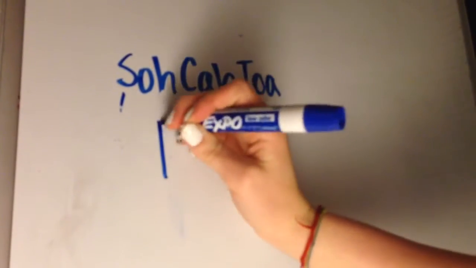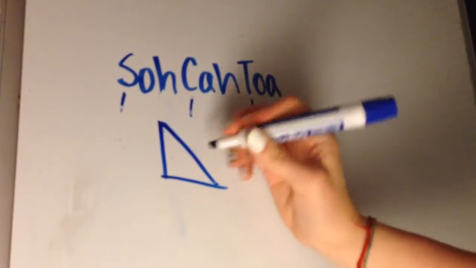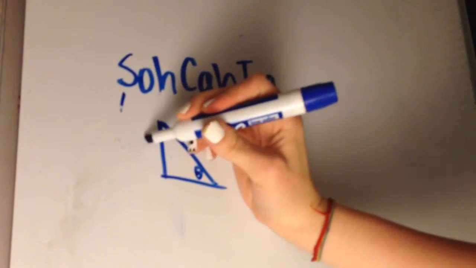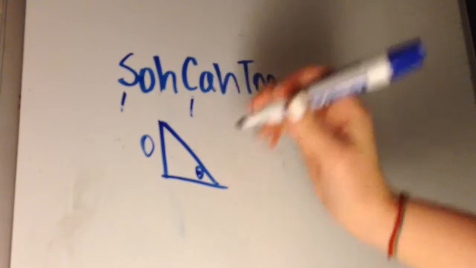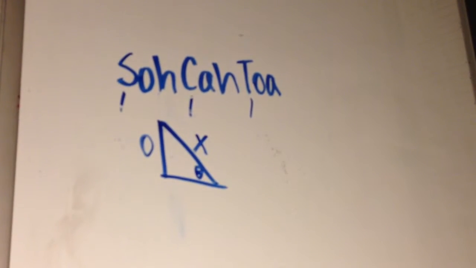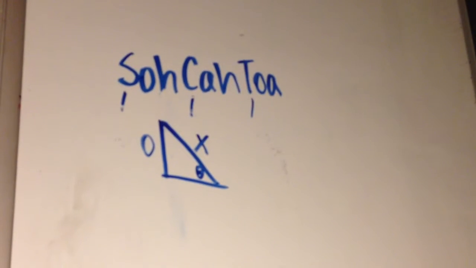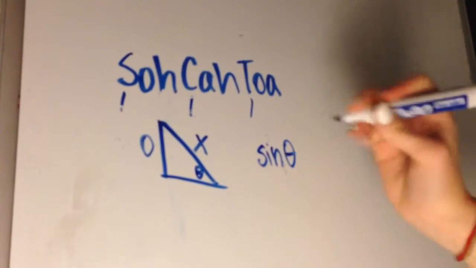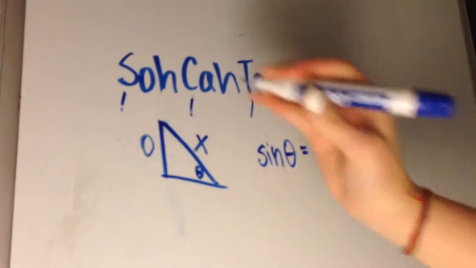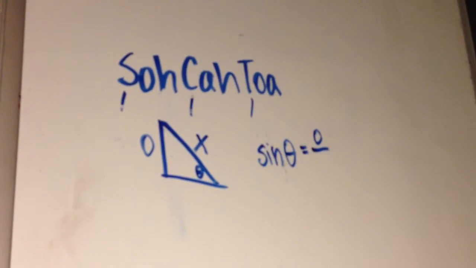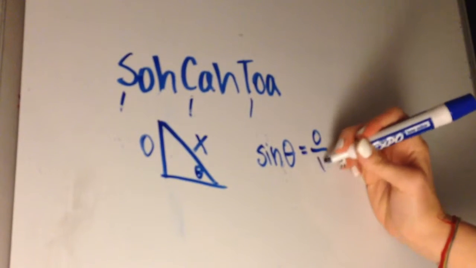And so how that looks on a triangle is, if this is your angle measure, theta, and you have your opposite value, but you don't have your hypotenuse value, what you do is you use the equation. You end up with sine of theta equals O, your opposite, over the hypotenuse value, which we don't have, so we're going to use x.